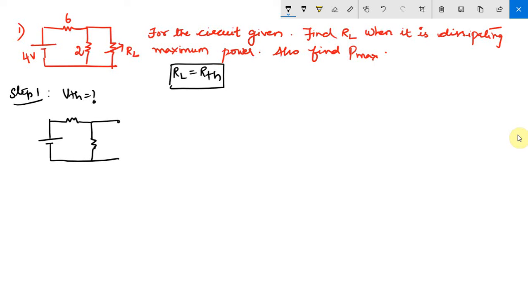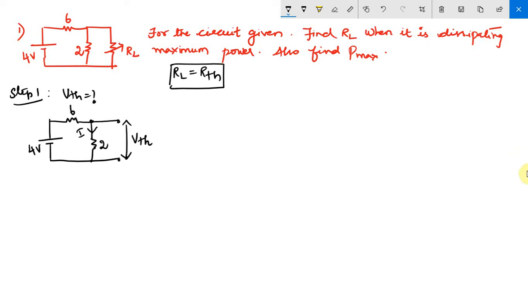In order to find VTH, we have to remove the load by open circuiting, and then find the voltage across this open-circuited path, which will be equal to your VTH. Now how can we find VTH? This voltage will be equal to the voltage across your 2 ohm resistor. In order to know the voltage across this 2 ohm resistor, we should know the current flowing through it. Then that current into 2 will give you VTH.